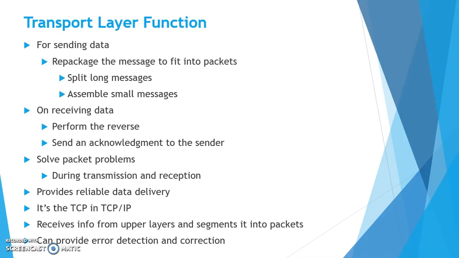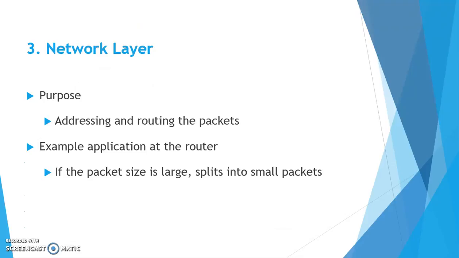On receiving the data, it performs the reverse and sends an acknowledgement to the sender. It solves packet problems during transmission and reception. It provides reliable data recovery. It's the TCP in TCP over IP. It receives information from upper layers and segments it into packets. It provides error detection and error correction.